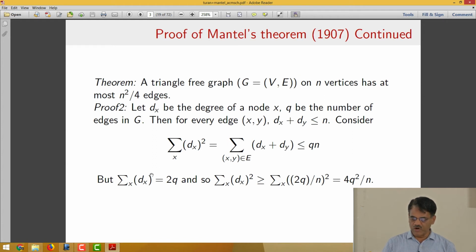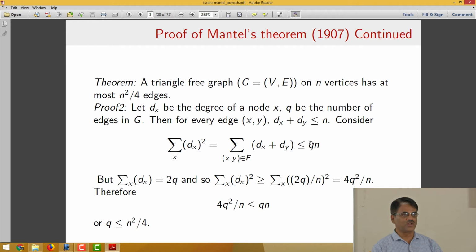So we have a lower bound for summation dx square, which is 4q square by n. We have an upper bound qn. You put them together and you get what you want. 4q square by n is less than or equal to qn. So q is less than or equal to n square by 4. Right?